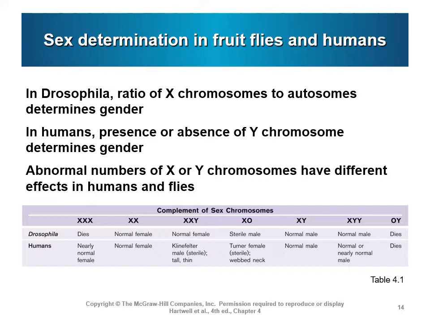XXY is Klinefelter, which is the sterile male. XO is Turner female, which is the sterile female. XY will be normal male. XYY will be normal or nearly normal male, and OY will result in death.